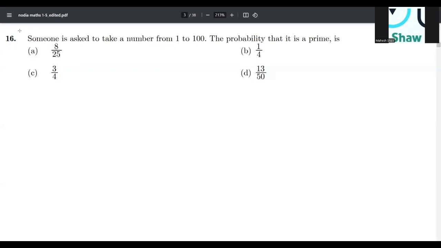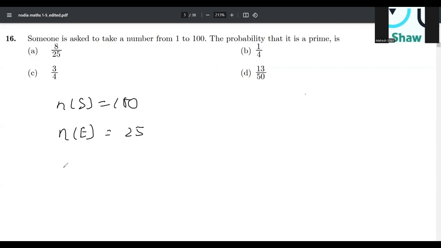In question number 16, someone is asked to take a number from 1 to 100, and the probability of getting a prime. Now, what you have to do is either remember the number of primes, or write all the prime numbers to figure out. Well, there are 25 of them. And from 1 to 100, including 1 and including 100, there are obviously 100 numbers.